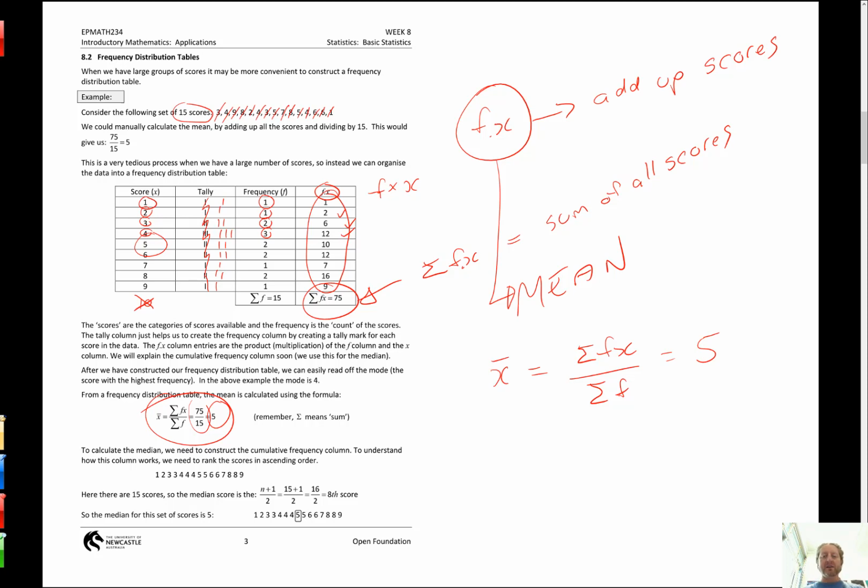Great. Then it goes on to say, how am I going to find the median? Well, actually no, let's do a raise.